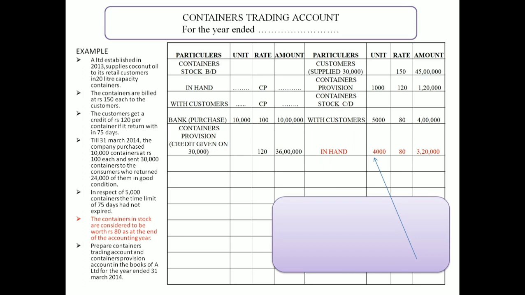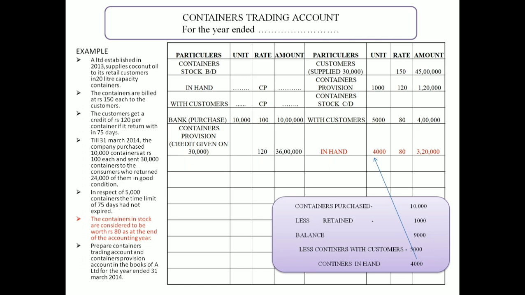In hand, this is the closing balance. In hand and with customers, you have to enter the closing balance of containers. That is how you get the 4,000. I will tell you. Containers purchased 10,000, less returned 1,000, then the balance is 9,000, then less the 5,000 with customers, so it is equal to 4,000. So the debit side unit is 10,000, less the credit side units: containers provision 1,000, less with customers 5,000, so the balance in hand is 4,000.